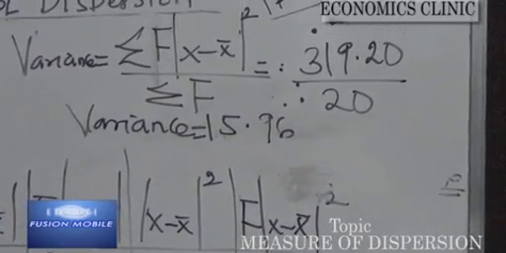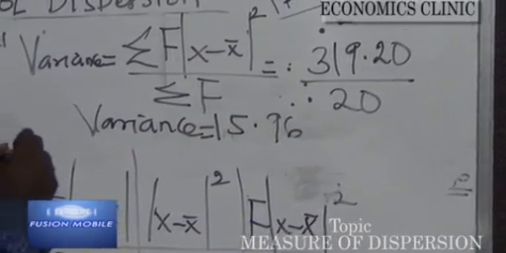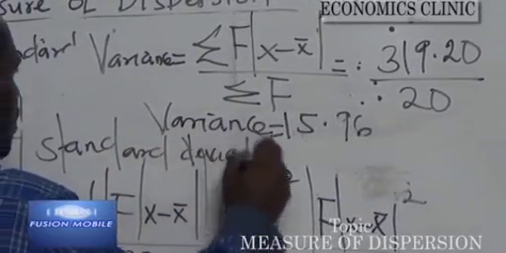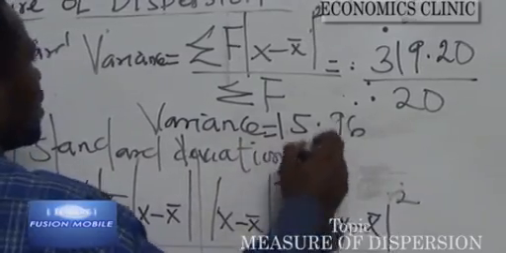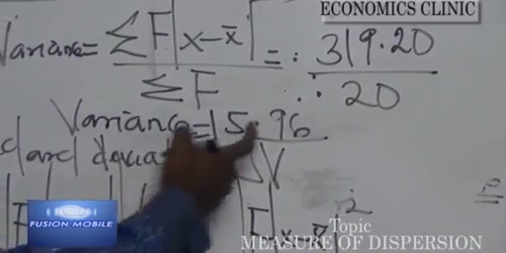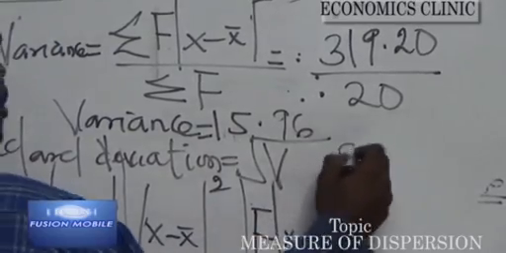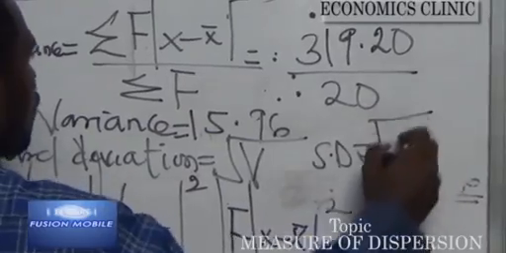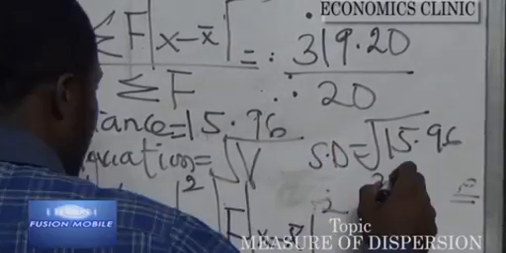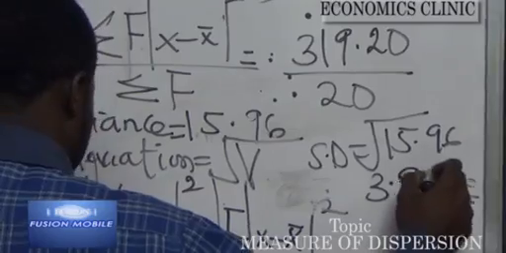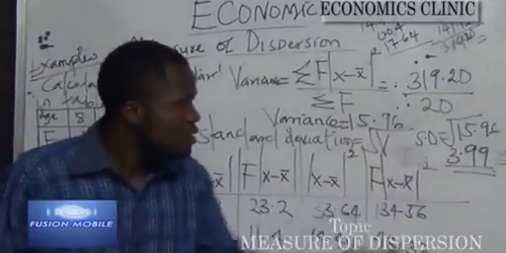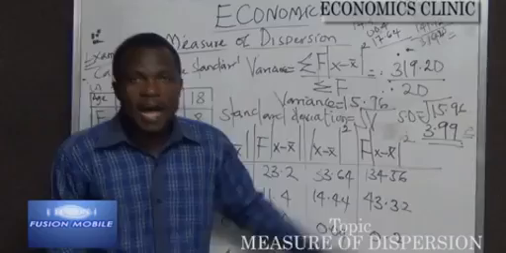Now to solve for standard deviation, we all know that standard deviation is the square root of variance. Since the value of variance is 15.96, standard deviation will be the root of 15.96, which will give us 3.99. So our standard deviation here is 3.99.